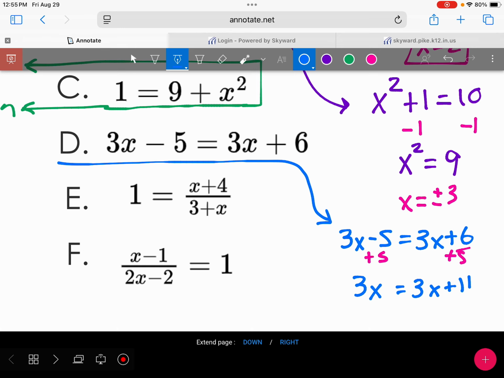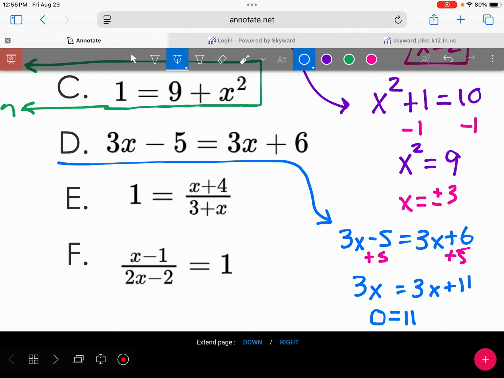On E, no, we're still looking at D. We never finished it. Divide 3. Well, no, you subtract 3. Why? No solution. Why? My x's are going to cancel out. If I subtract 3x from both sides, we're going to get 0 equals 11.